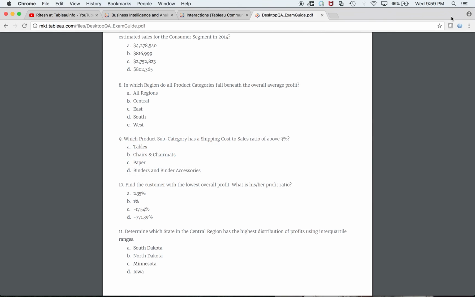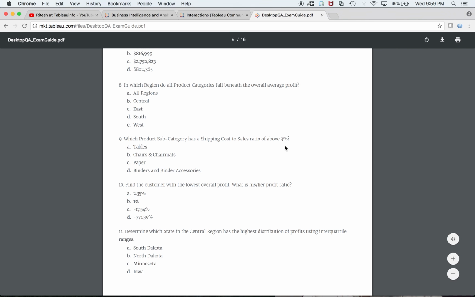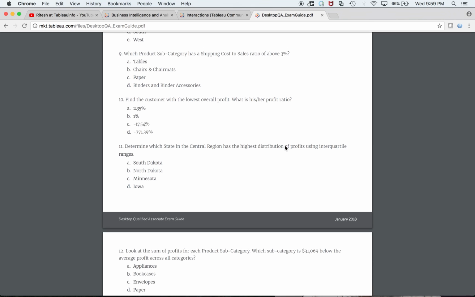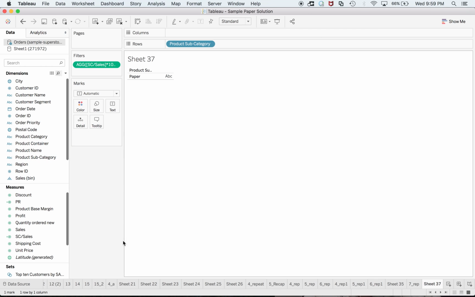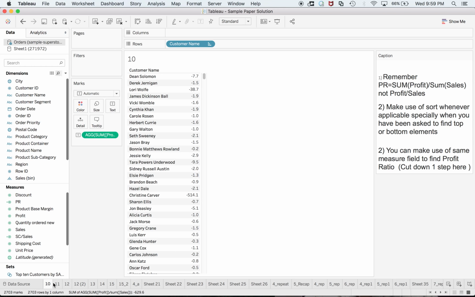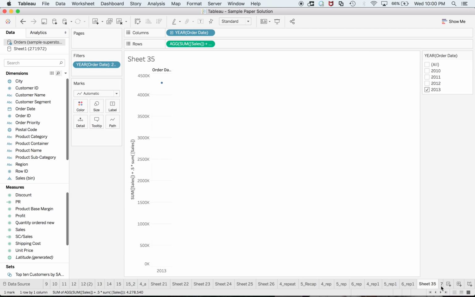Okay, next, what is the next one? Find the customer with the lowest overall profit. What is his profit ratio? Okay, what is the suggestions for this one? Okay, remember the profit ratio is sum of profit divided by sum of sales, not profit upon sales. Make use of sort whenever applicable, especially when you have been asked to find top or bottom elements. You can make use of the same measure field to find the profit ratio. Cut down one step over there. Okay, how to cut down that?